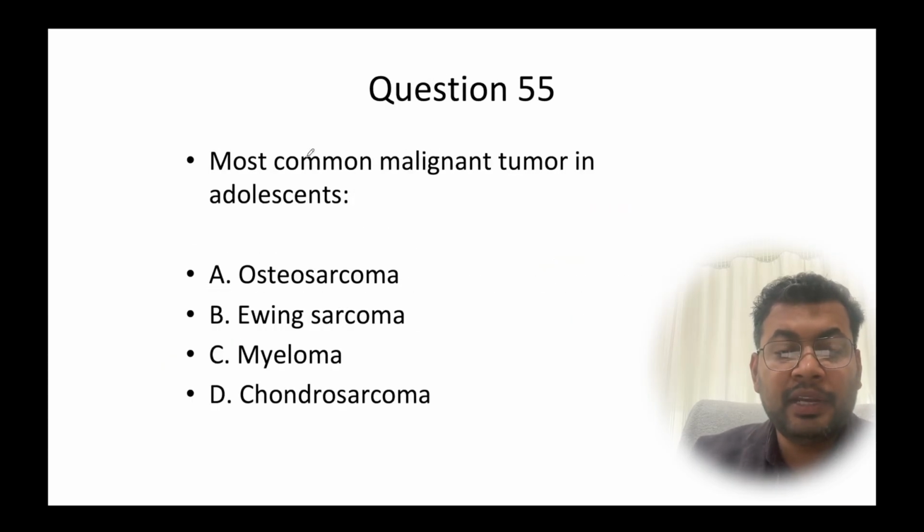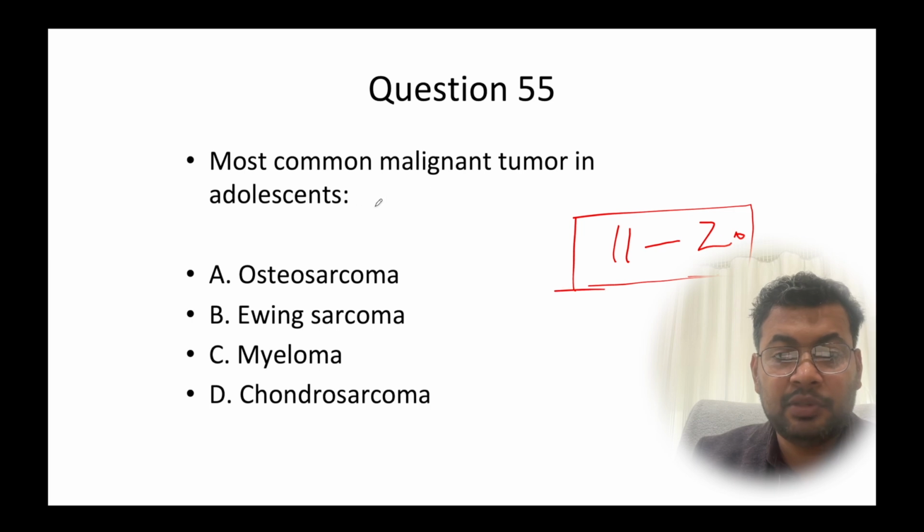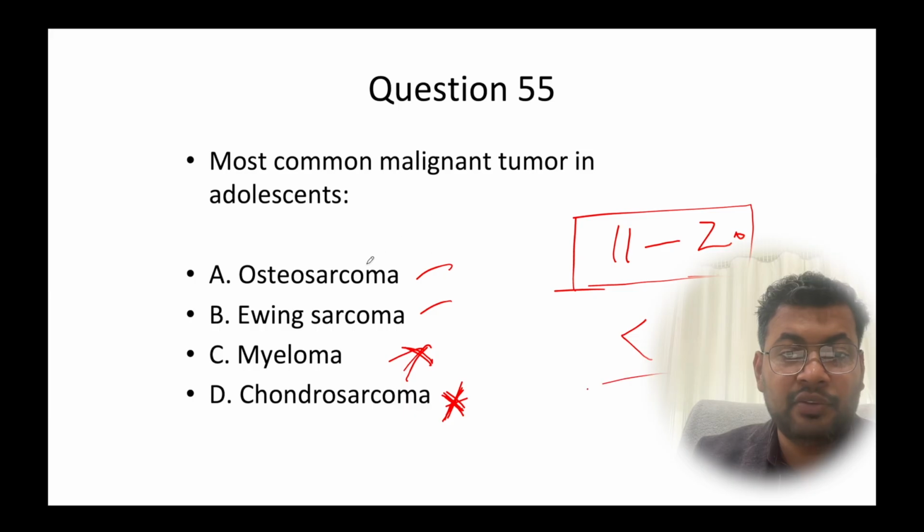Most common malignant tumor in adolescents. From our last video about bone tumors, 11 to 20 years, which is the most common malignant bone tumor in this age group? Osteosarcoma, Ewing sarcoma, myeloma, or chondrosarcoma. Chondrosarcoma is seen in adults, usually after the age of 35-40 years. Same for myeloma. So either this is osteosarcoma or Ewing sarcoma. Ewing sarcoma is more common in less than 10 years of age. From 11 to 20, osteosarcoma is more common than Ewing. So the answer should be A, osteosarcoma.